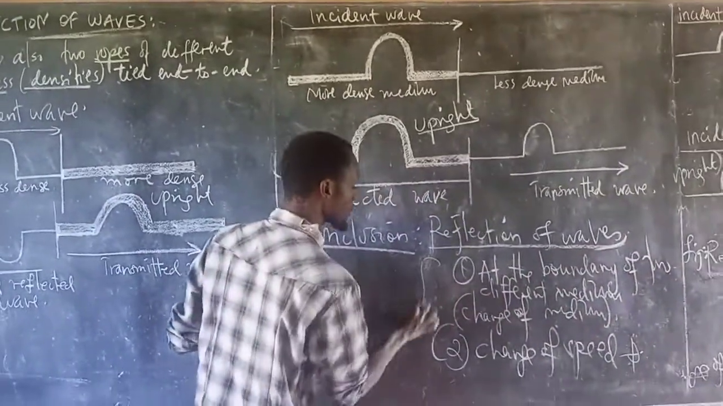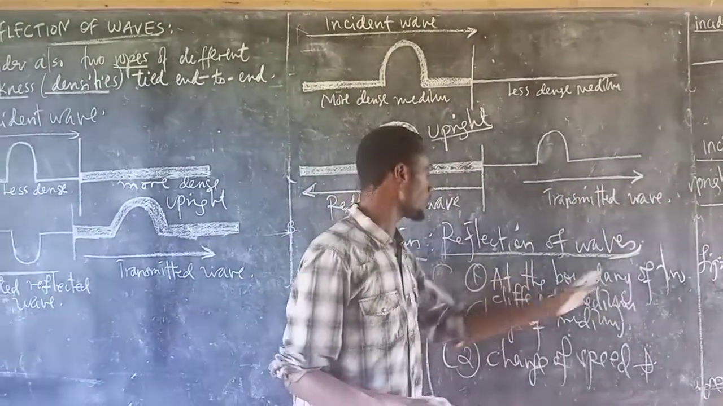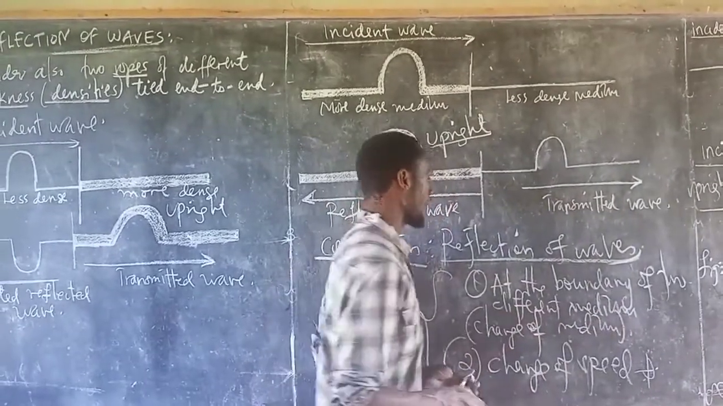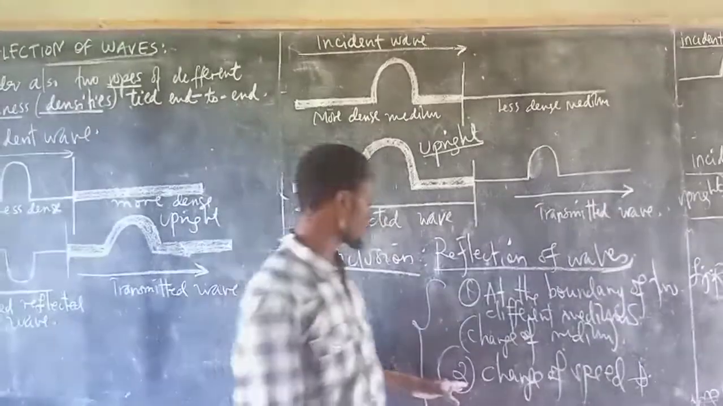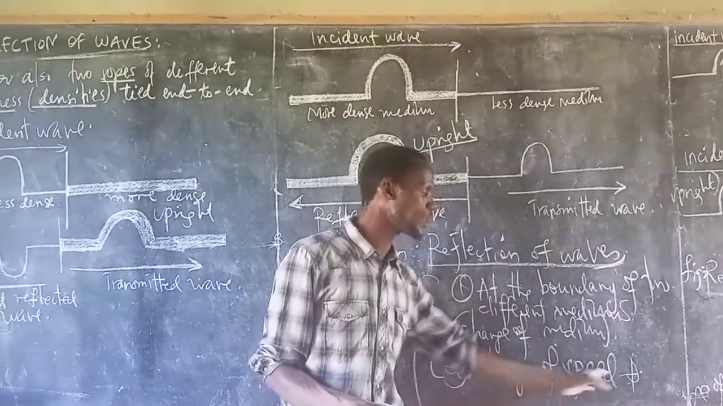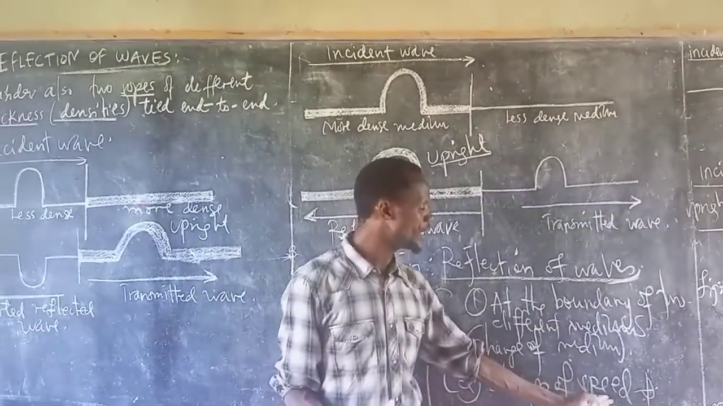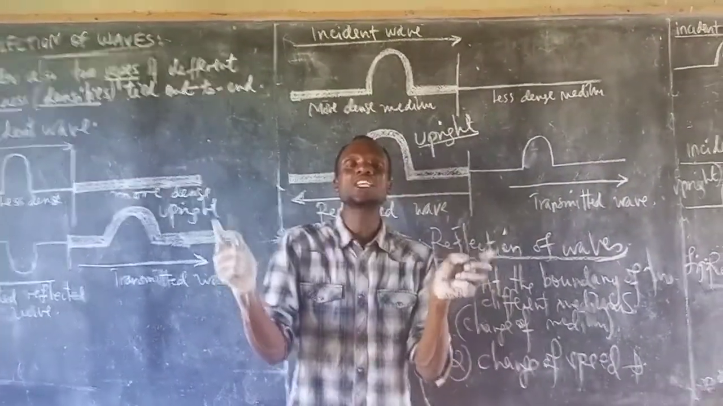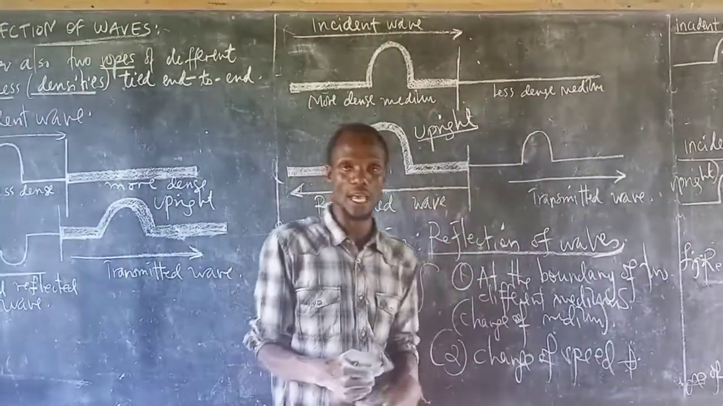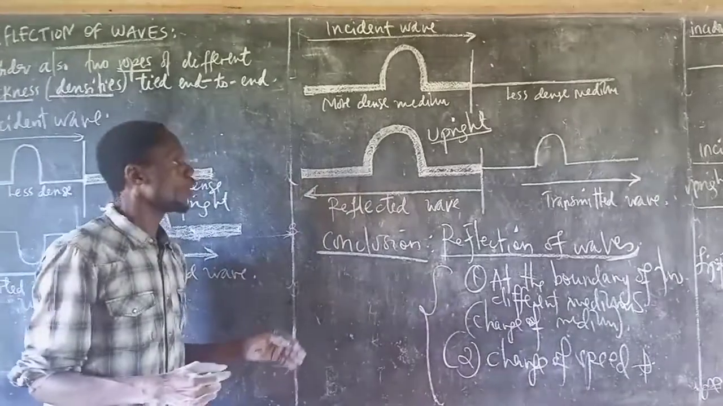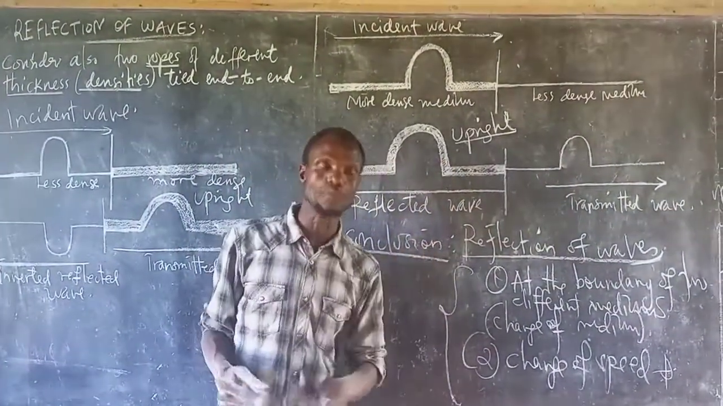And these are two points to remember. Reflection of waves is only possible at the boundary of two different mediums, that is, a change of medium, and also it is only possible if there is a change of speed, even if there is no change of medium. And this change of speed is only possible if there is a change of conditions of the medium, even if it is the same medium. So that's all about reflection of waves. Next time we are going to discuss refraction of waves.